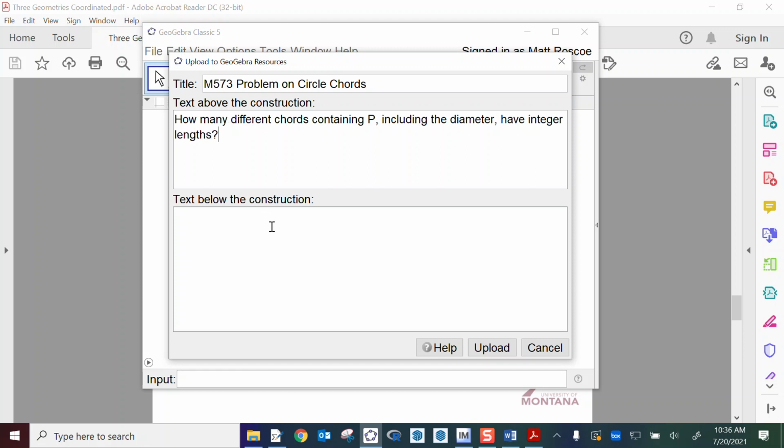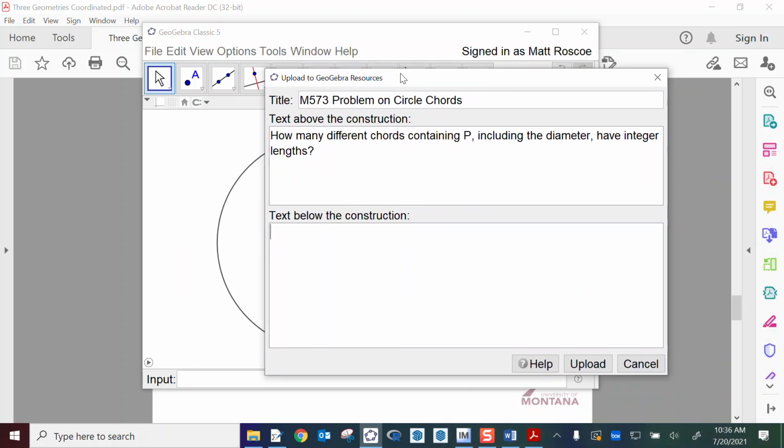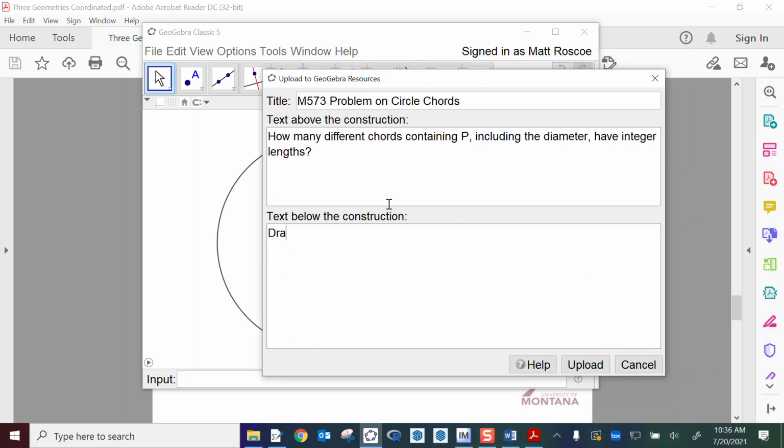And of course, if you want to put something below, what I probably put is some invitation: drag point E to investigate. And I think that's what I want.